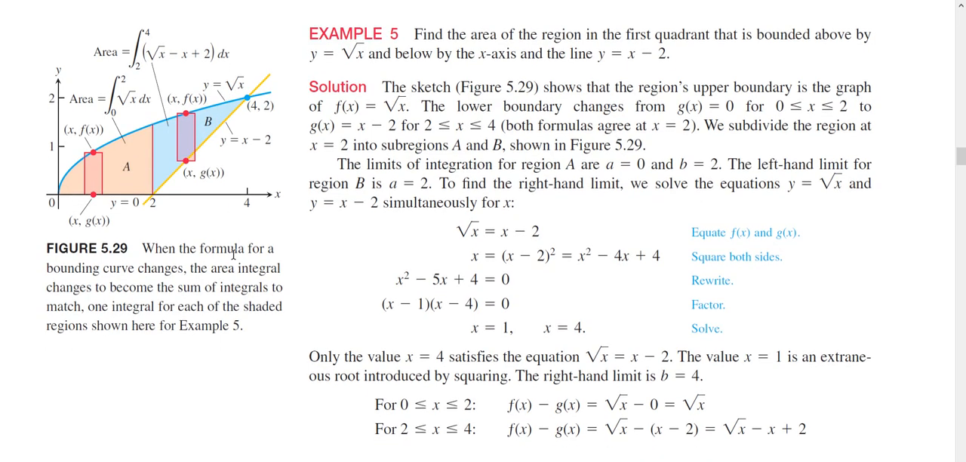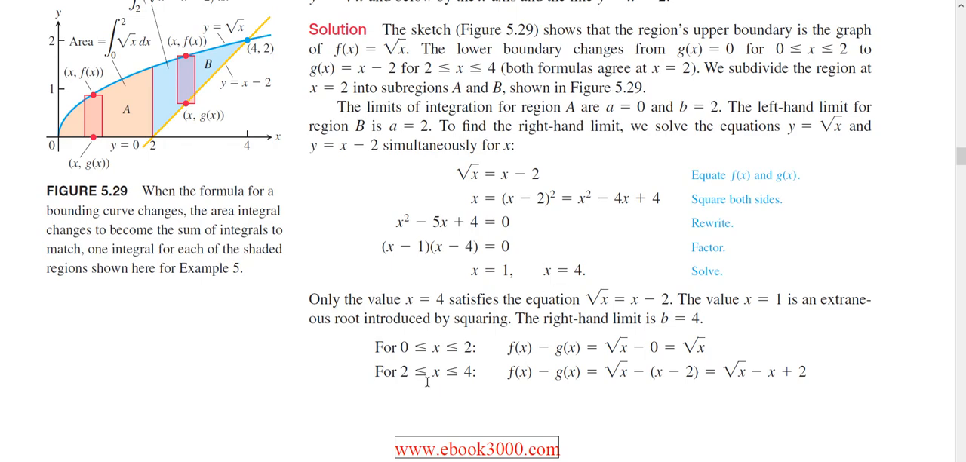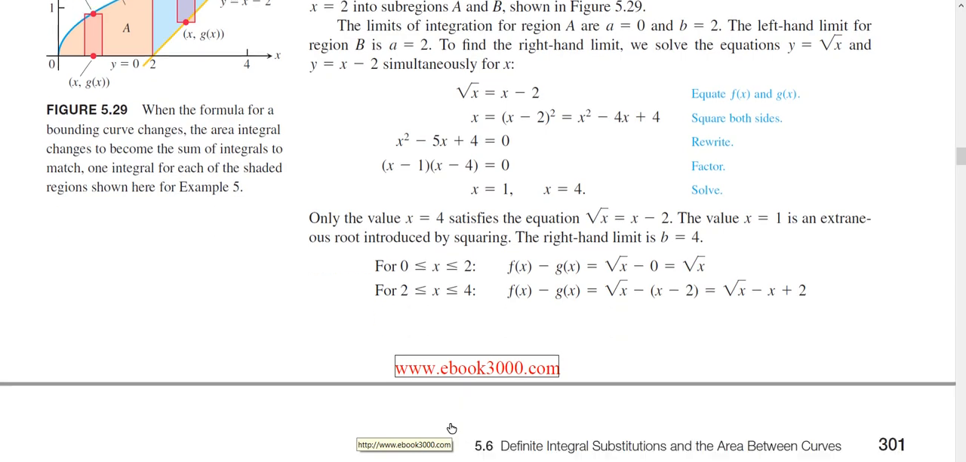So let's see. This is the first part for x from 0 to 2, that is, x lies between 0 and 2, and this is the area shown in this region. f(x) minus g(x), where f(x) is square root of x and g(x) is 0 in this case, so f(x) minus g(x) is square root of x. And for the region where x lies between 2 and 4, f(x) minus g(x) is equal to square root of x minus (x minus 2), which is equal to square root of x minus x plus 2, and let's integrate both of the functions in their respective intervals.